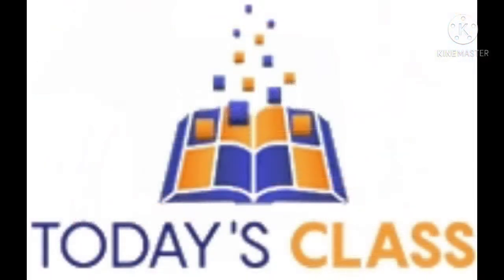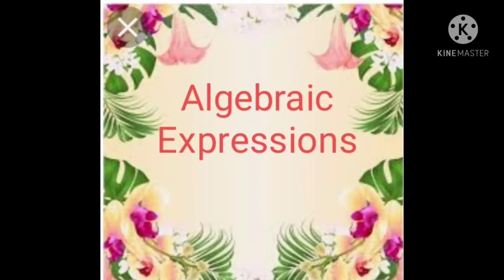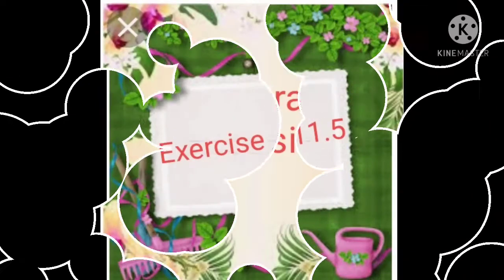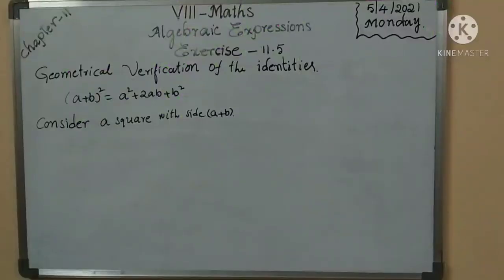Today's class is Chapter 11, Algebraic Expressions. Now, Exercise 11.5, before the geometrical verification of the identities. Geometrical verification of the identities.